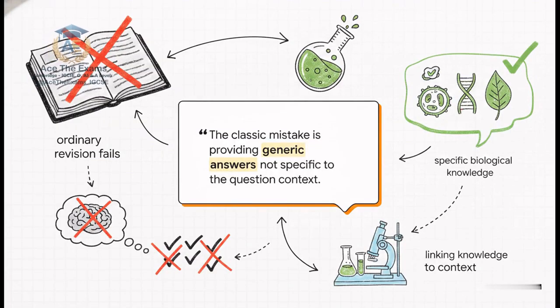And this quote right here brilliantly illustrates the brutal reality. Straight from the Cambridge Principal Examiner report, they say, the classic mistake is providing generic answers not specific to the question context. See, this is exactly why ordinary revision fails. You memorize the textbook, you give a textbook answer, and the examiner gives you 0. Why? Because you didn't link your biological knowledge to the specific experimental scenario given in the question. The stakes are just way too high for generic answers.